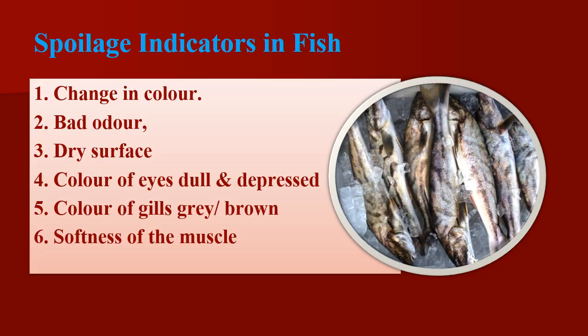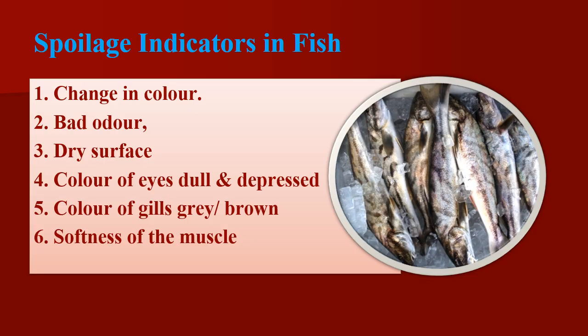Now we will see the spoilage indicators in fish, or how to identify the spoilage. Firstly, there will be an overall change in the color of the fish on the surface, the glistening or glaze on the surface. Secondly, there will be a bad odor due to the development of trimethylamine. Then there will be a dry surface. Normally there will be a wet and slimy surface in the case of fresh fish, which will not be there in the case of old fish, fish going to spoil, or already spoiled.